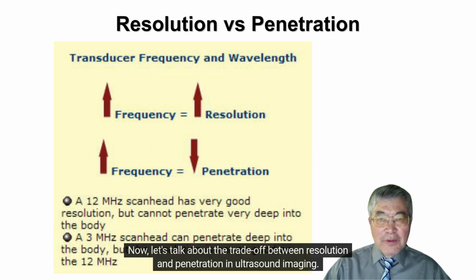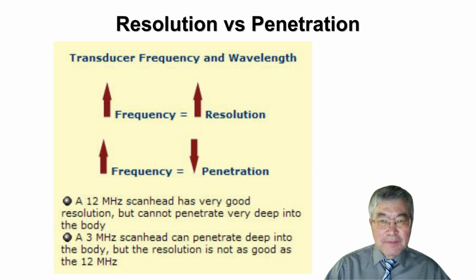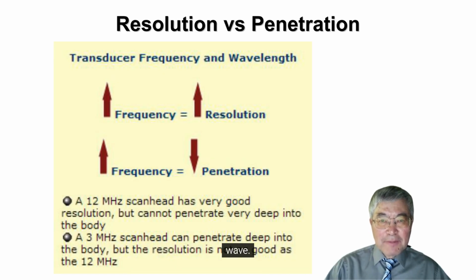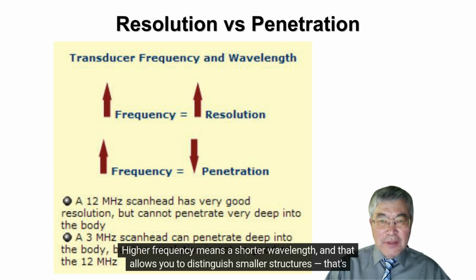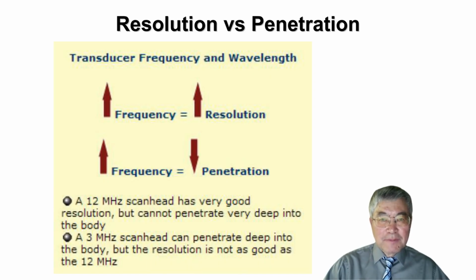Now, let's talk about the trade-off between resolution and penetration in ultrasound imaging. This is a very important concept that determines how clearly you can see structures at different depths inside the body. If you want to get higher resolution, generally you need to increase the frequency of your ultrasound wave. Higher frequency means a shorter wavelength, and that allows you to distinguish smaller structures. That's why high-frequency ultrasound is used for imaging shallow organs like the thyroid or the eye.